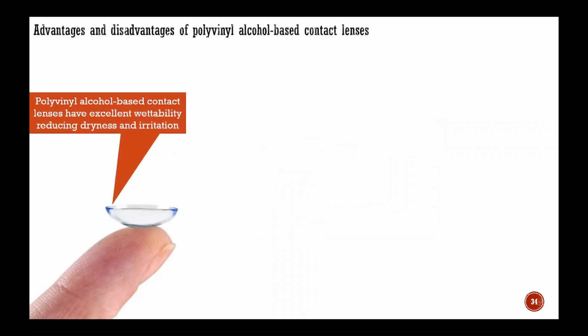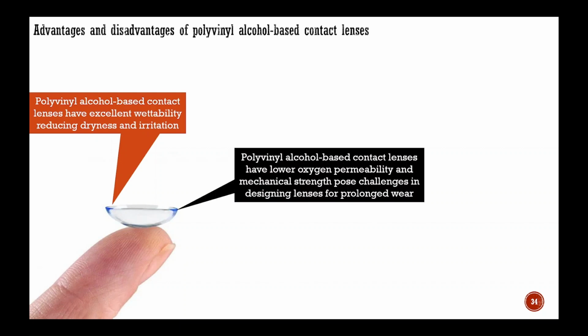Polyvinyl alcohol-derived hydrogels are soft and highly water-retentive, making them very comfortable to wear. They offer excellent wettability, allowing tears to spread evenly over the lens surface, reducing dryness and irritation. However, their lower oxygen permeability and mechanical strength pose challenges in designing lenses for prolonged wear.